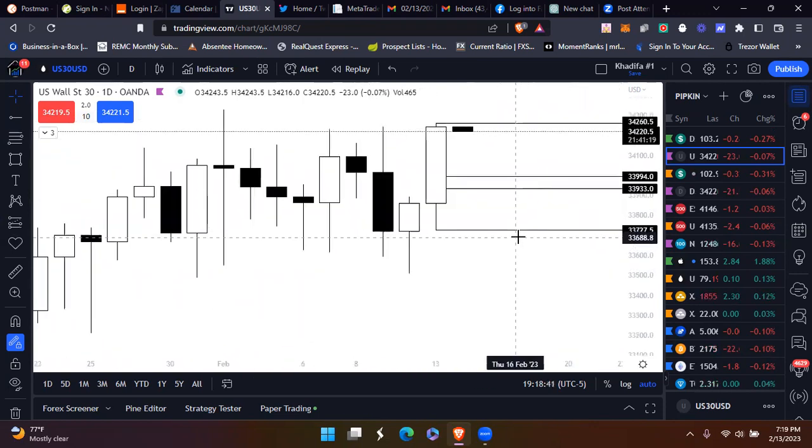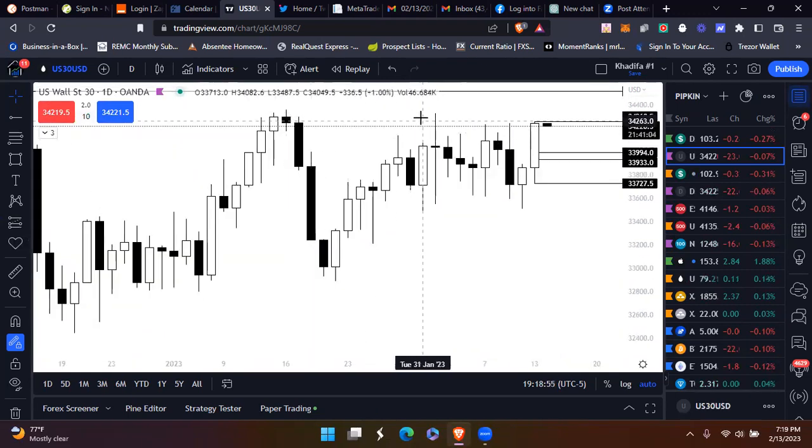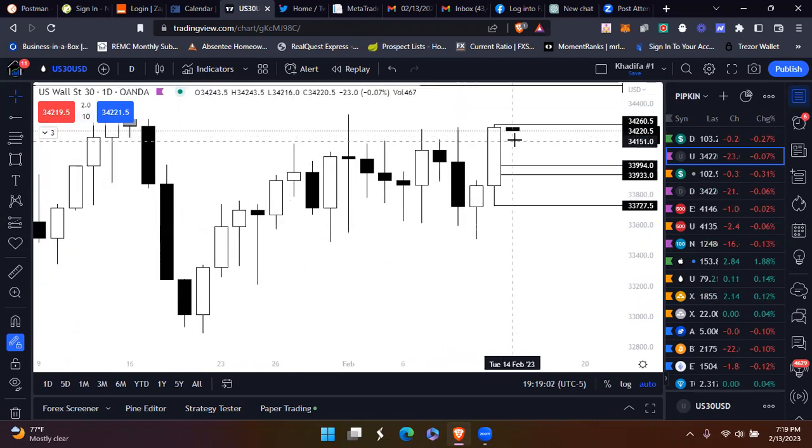So for U30, I want to see us come down into this discount array and see how we react to that discount array. Now, we could very well just blow through today's buy side liquidity and target these fairly equal highs here, which we probably will do throughout the rest of Asia and going into London tonight.